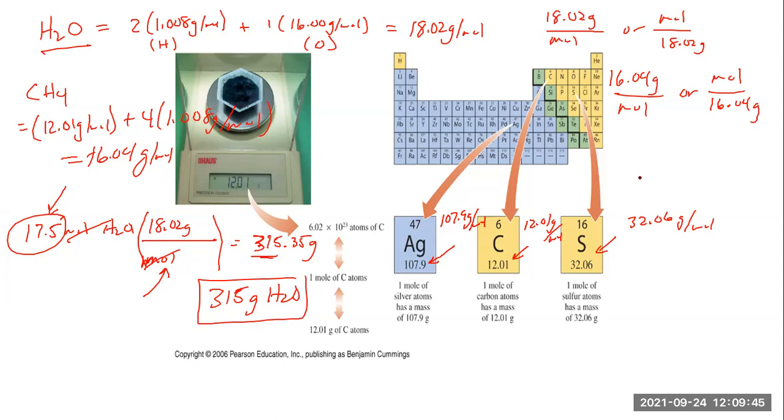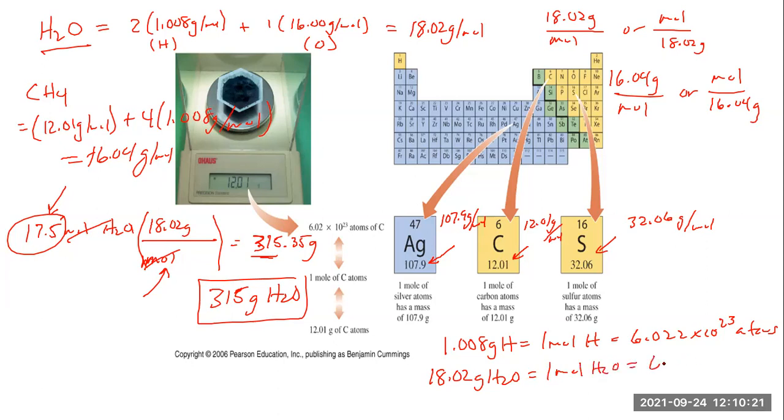Now, the relationship between both of those things that we talked about, which is Avogadro's number, molar mass, and so forth, is, for example, in hydrogen, there would be 1.008 grams of hydrogen equals 1 mole of hydrogen, and 1 mole of hydrogen would equal 6.022 times 10 to the 23 atoms of hydrogen. Just like if we had water, 18.02 grams of water would equal 1 mole of water, and 1 mole of water would be 6.022 times 10 to the 23 molecules of water.